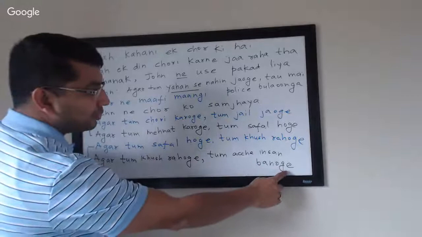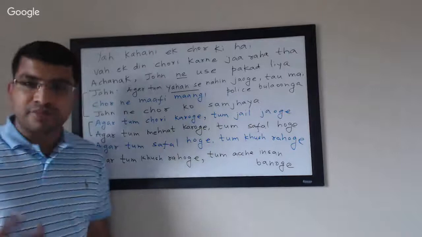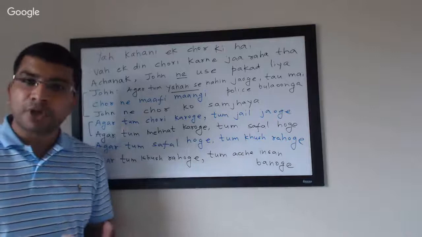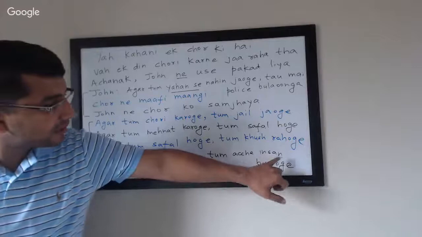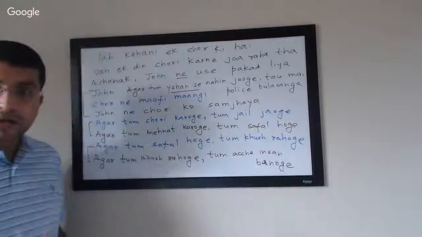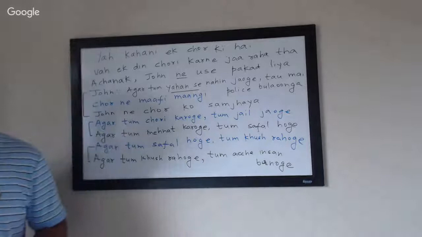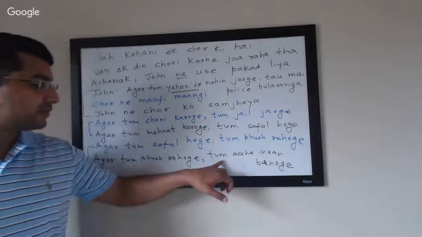B-A-N-O-G-E. Banoge. Insaan banoge. Insaan is human. Banana is to become, to make something, right? So tum achhe insaan banoge, you will become a good human being. The first one is correct, the second one is correct till here. I think you didn't know about insaan, so it's human being. The verb is banana, to make or to become something. The future indefinite of banana would be banoge in this case, because you're talking about tum.